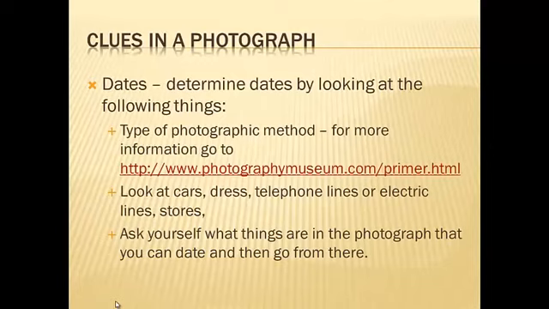If you want to know more about different types of photograph, you can go to the website that I have here and look at that. But the type of photograph can tell you a date, and the things in the photograph can tell you a date. So you want to look for cars, the type of dress, telephone lines. If you know when the telephone lines came to your town, or when the electric lines came to your town, that can help you provide a date window.